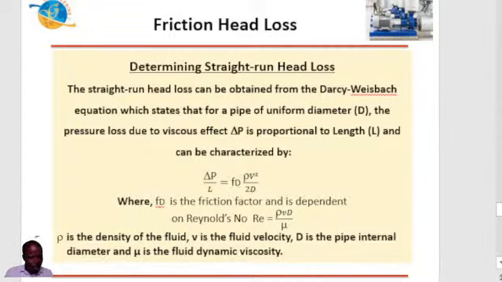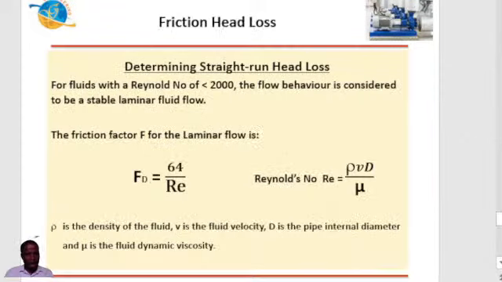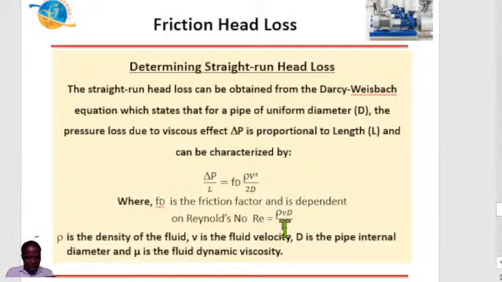All right, so let's look at this. Now, we have different fluids with different Reynolds numbers. Now, if you calculate your Reynolds number with this expression, what is the density of your fluid? What is the fluid velocity? What is your internal pipe diameter? All right, and what is your fluid dynamic viscosity?